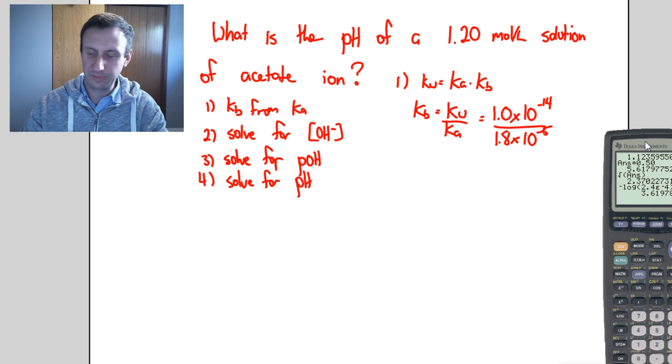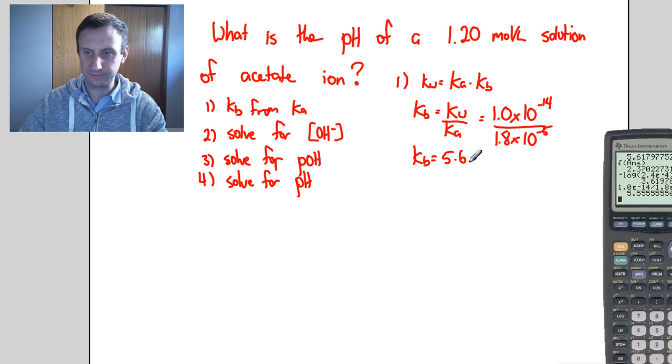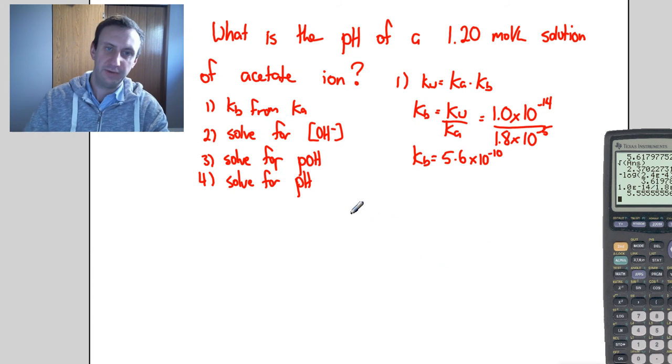So let's go ahead and plug that in. 1.0 E negative 14 divided by 1.8 times 10 to the negative 5. And I end up with a Kb value of 5.5 repeating times 10 to the negative 10. So 5.6 times 10 to the negative 10. So now that I've got that, let's solve for hydroxide.